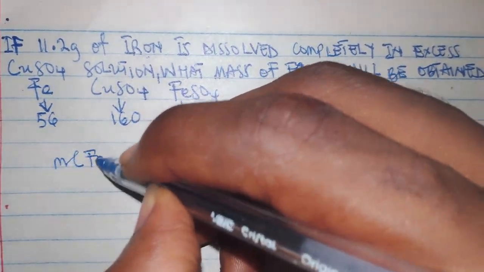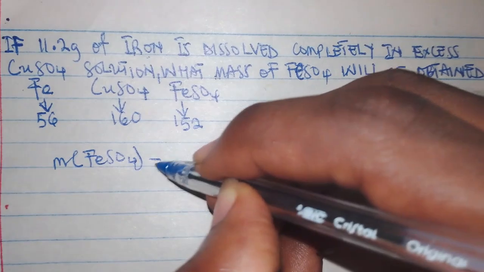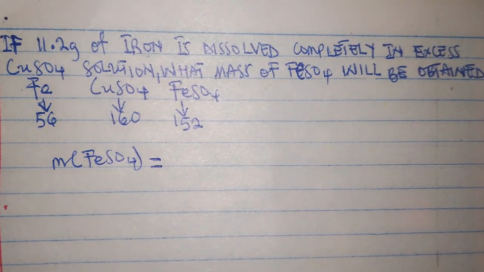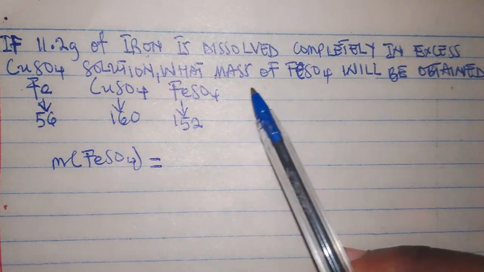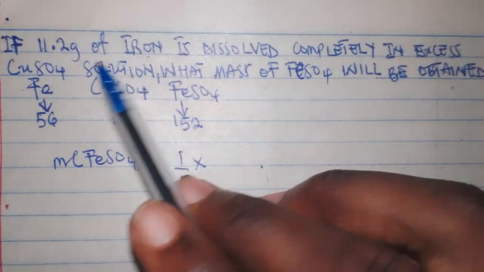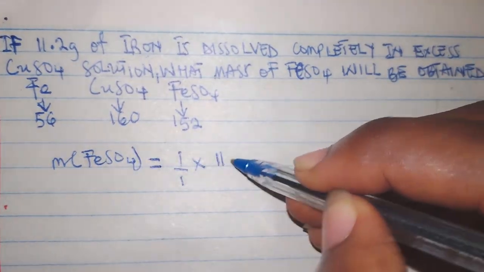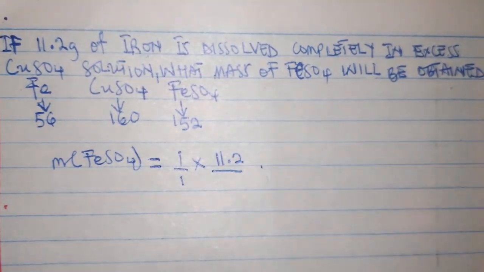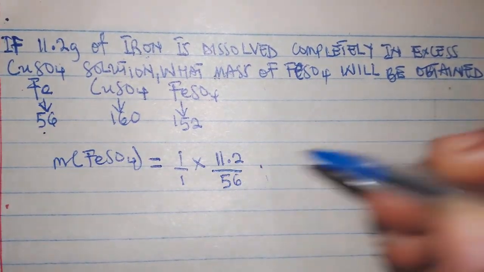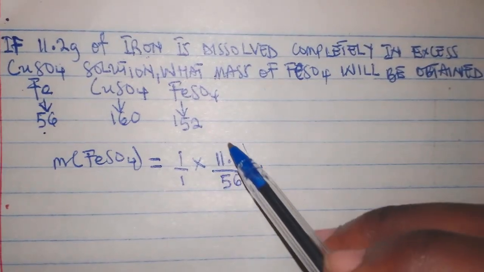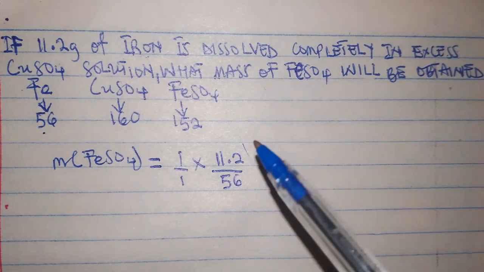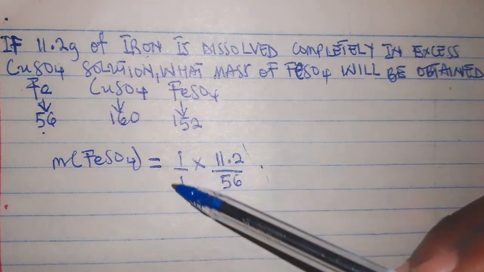So the first thing you do: mass of iron(II) sulfate. I'm just writing it, but if you are doing it in the field, if you don't write like this, calculate in the head. So the mass of iron(II) sulfate, you know the mole ratio is 1 to 1. So 1 over 1 times the iron, 11.2 grams over the molar mass of iron, 56. Now this is basically the mole ratio. Don't waste time going to find the number of moles before you put it in. It's a waste of time. So you can see how I've written it.